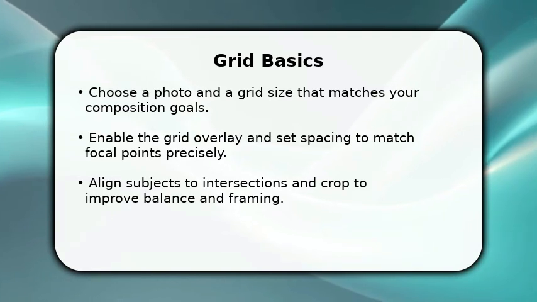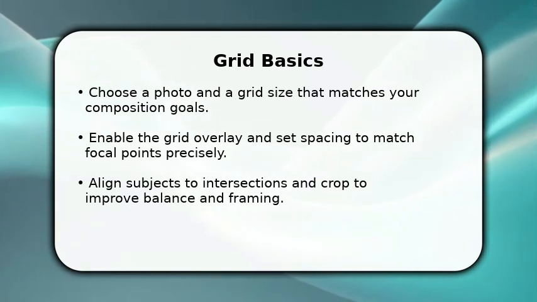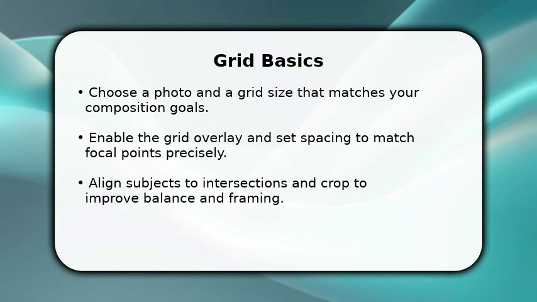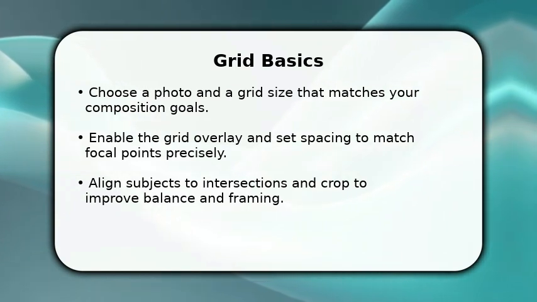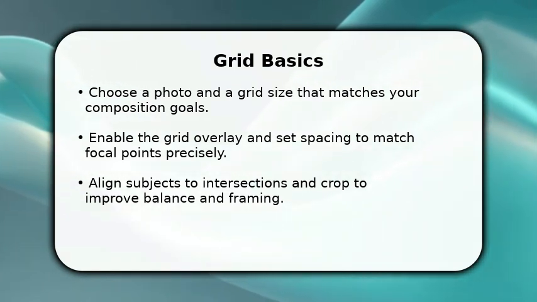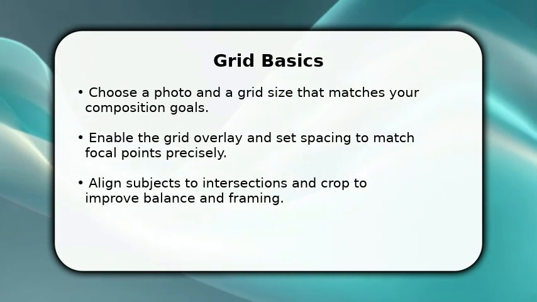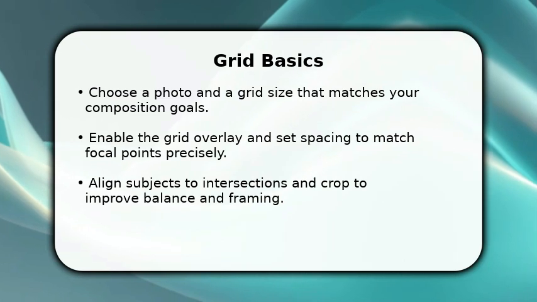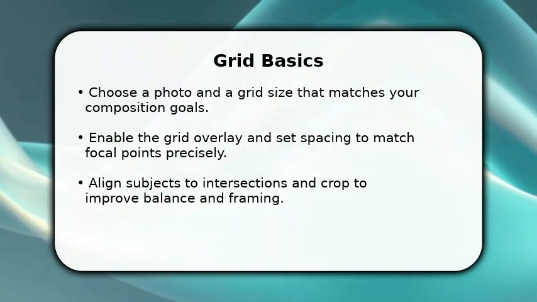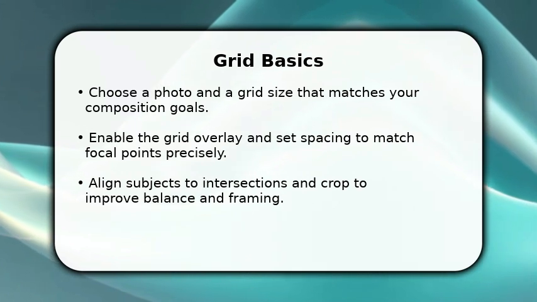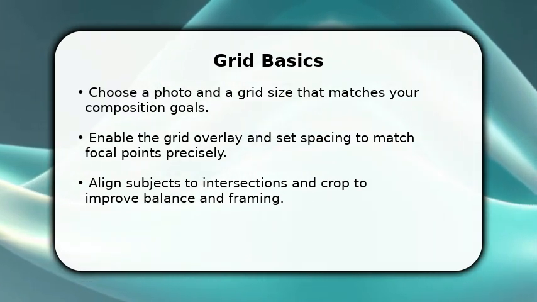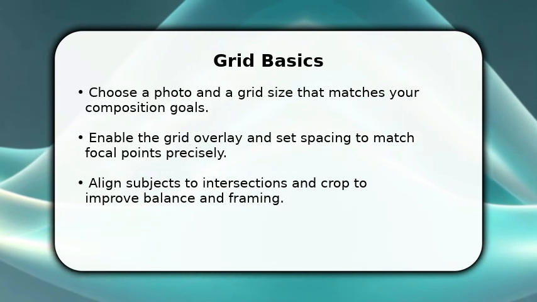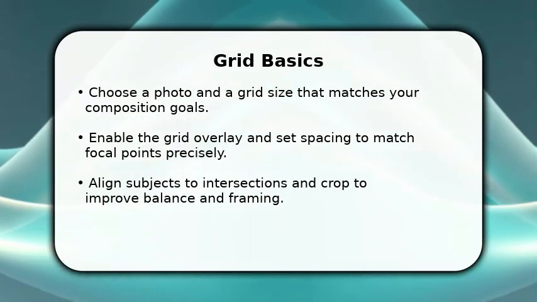In this video, I will explain how to make a grid to photo full guide. Start by opening your photo and choosing a grid size that fits the composition, then enable the overlay. Set grid spacing to match key focal points and decide whether to use rule of thirds or a custom layout. Align subjects to intersections, adjust crop, and check edges for balance. Save a copy and export at your desired resolution for sharing.